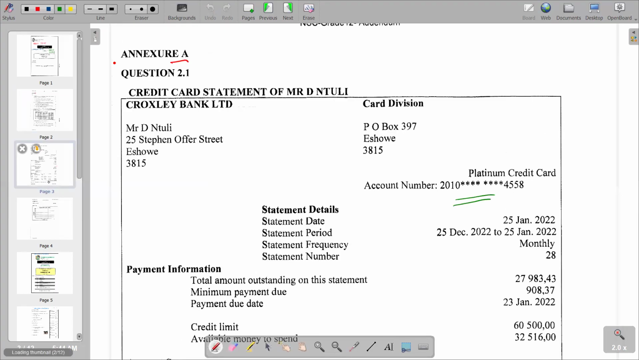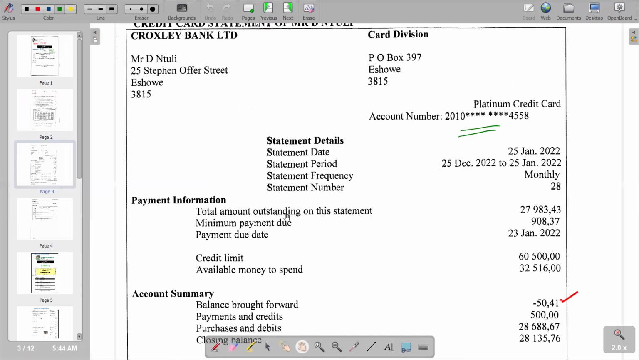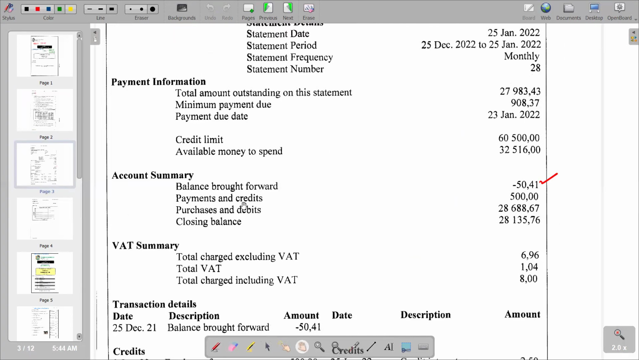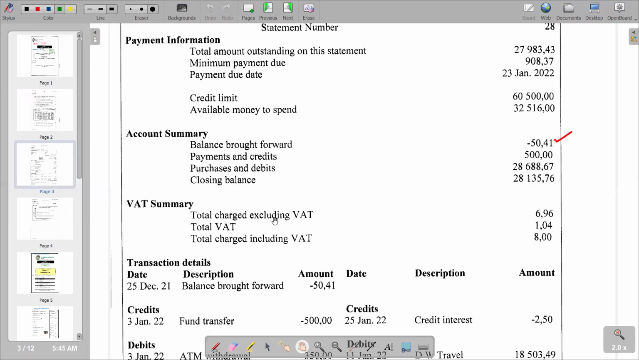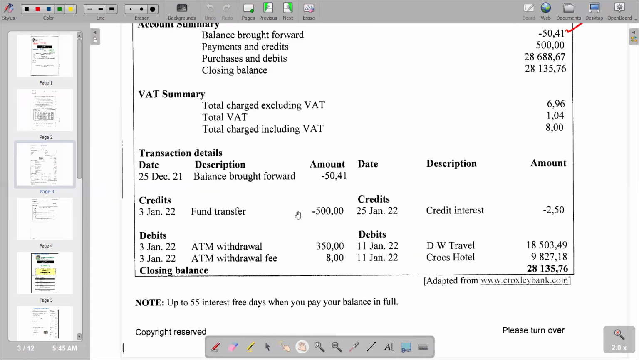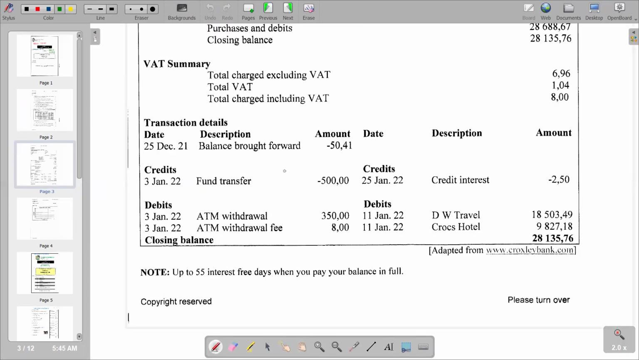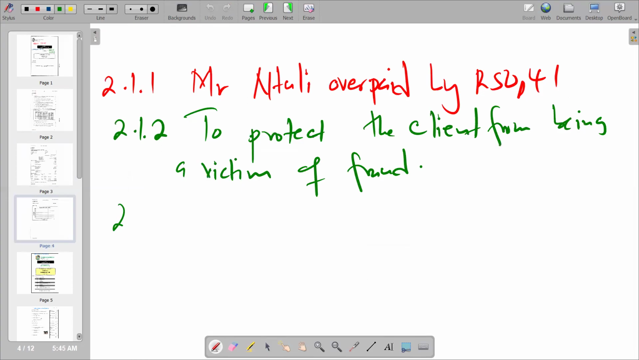So we go to our statement, and we are trying to verify when we withdraw. We'll try to see where we have a withdrawal. If we go down, we see that we have got a withdrawal here. The total amount of the withdrawal is 350, and we want to see if the withdrawal fee that has been charged, 8 rand, is justifiable. So we go to our answer section, and on 2.1.3, we have 350 rands that we want to check.